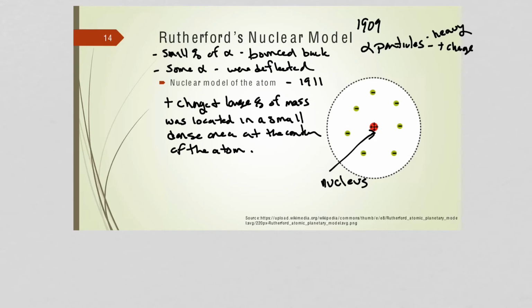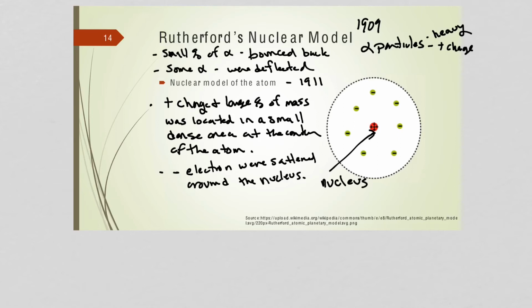Now, furthermore, the negative electrons were scattered around the nucleus. So, because most of the alpha particles did, as anticipated, pass directly through, it was only these small percentages that were either bounced back, like they had hit something very massive, or were deflected.